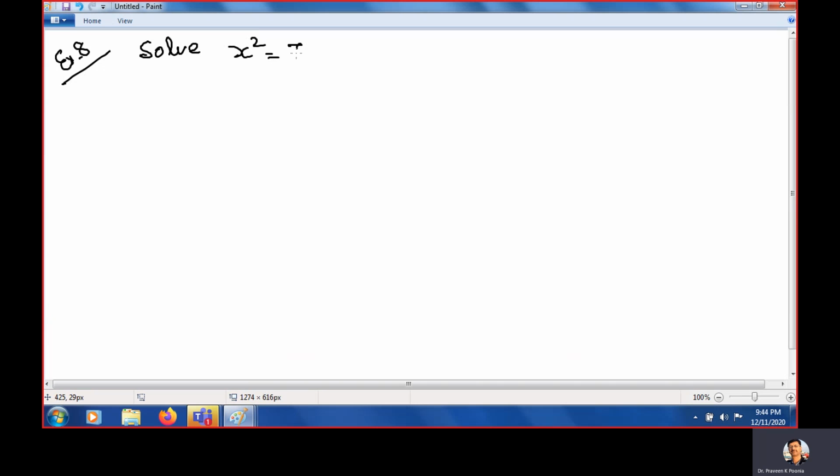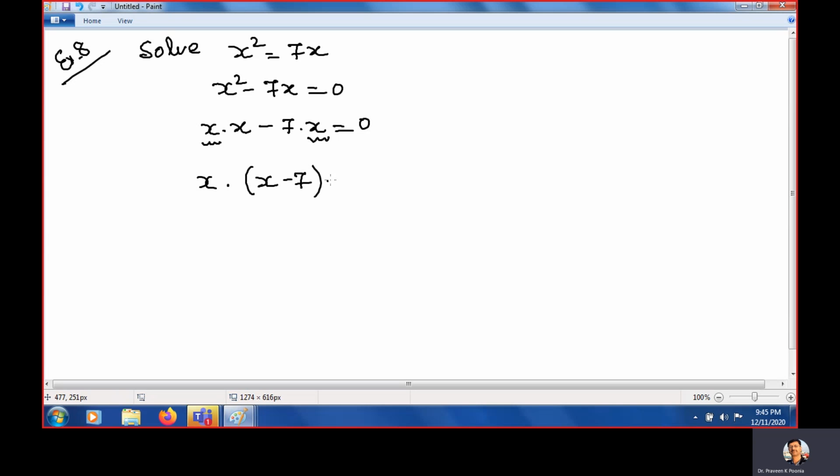x square is equal to 7x. Clear? The same method I told you. Bring every term to the left hand side. Now x square can be written as x times x, and 7x can be written as 7 times x. Now x is here, x is here, so x can be taken out. And what else? x minus 7.